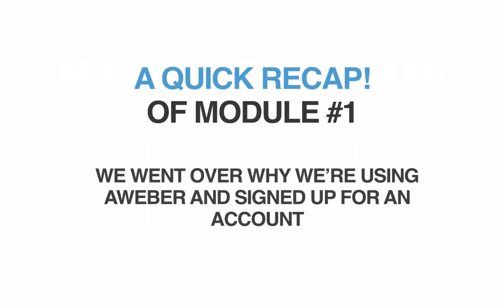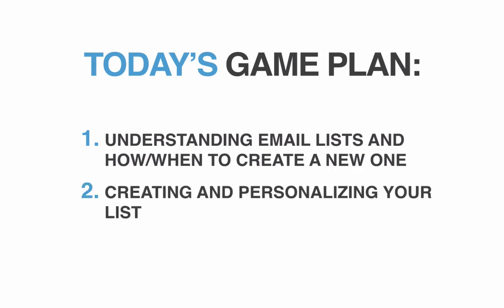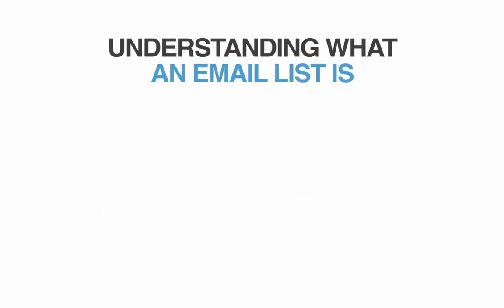to module number 2. So module number 2, the game plan for today is we're going to understand email lists. So we're going to cover what an email list is, how and when you're going to want to create a new email list, because you can create several email lists inside of your one Aweber account. So we're going to talk about that. And we're also going to be talking about how to create and personalize your list. So how do you actually set up your list? What does that mean? And how do you personalize it? Things like that. And so that's it. So let's get right into it.